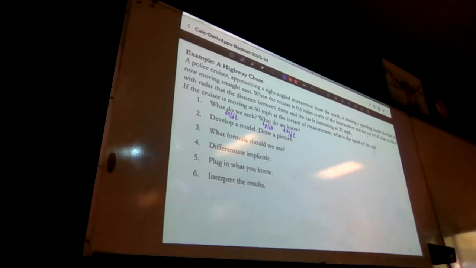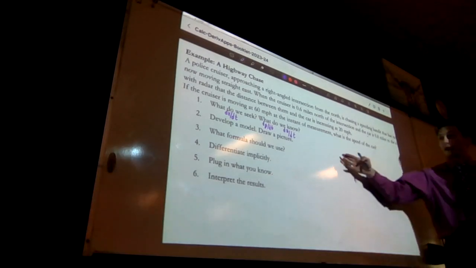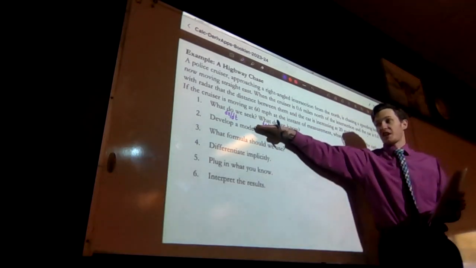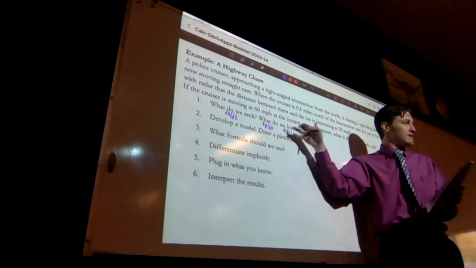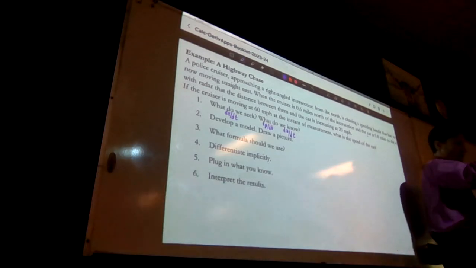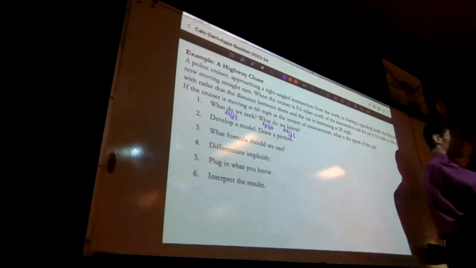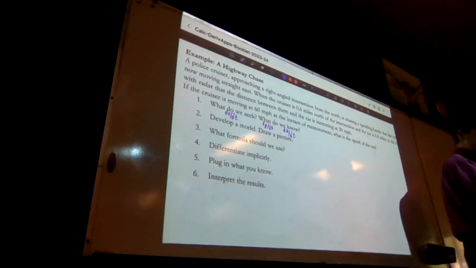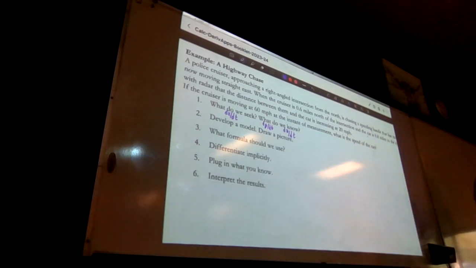What are y and z? Yeah, what's z? Well, it could be anything. So dy is the rate of the police, and dz is the rate at which the distance in between the two cars increases. So x is the thief, y is the police, and z is the distance in between them.